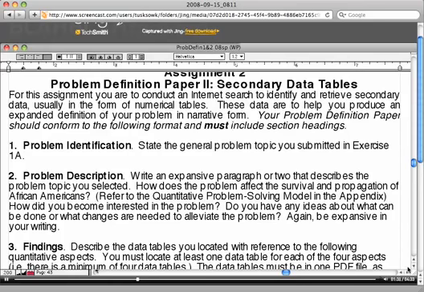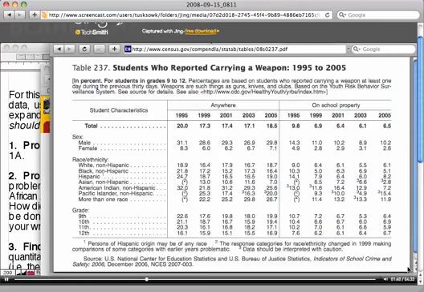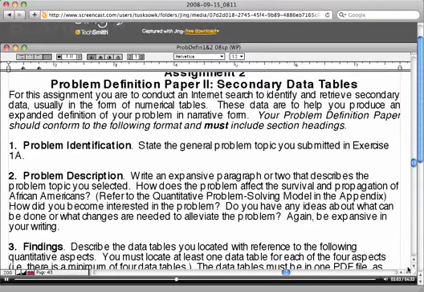Problem identification. For example, the data table I selected, I looked at because I was interested in students who reported carrying a weapon from 1995 to 2005. These are students in grades 9 to 12 in the United States. And the data table is pretty self-explanatory. So, okay, this gives me an awful lot of information. So I like that one, so I'm going to keep that data table.